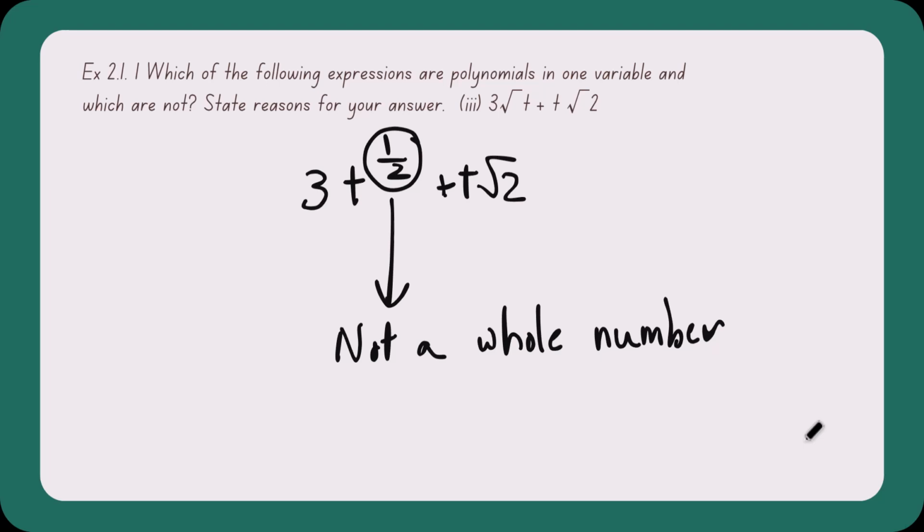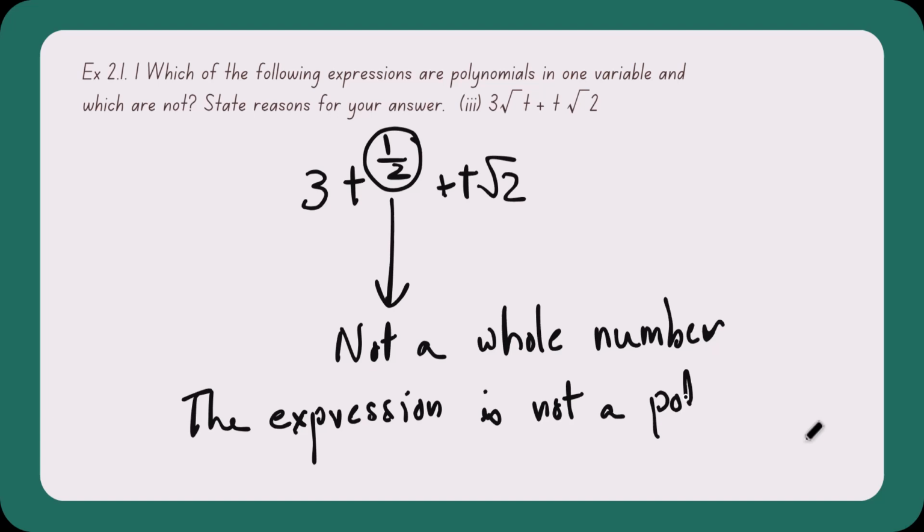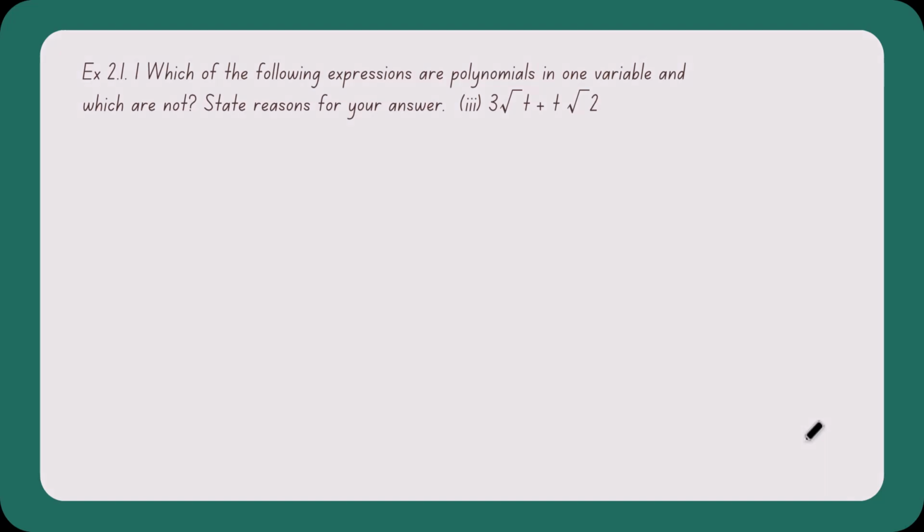So what would the expression be? I can say it is an algebraic expression. The expression is not a polynomial. That's how you have to state it. Very simple, correct? Why? Because for it to be a polynomial, the degree should be a whole number and there should be countable terms.